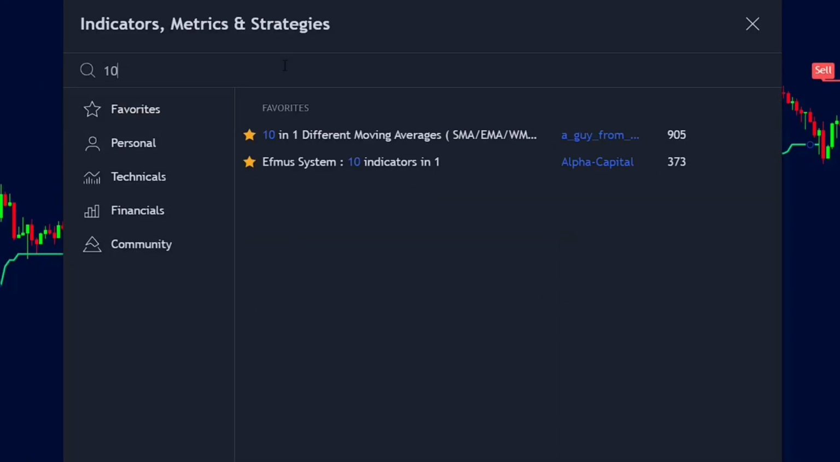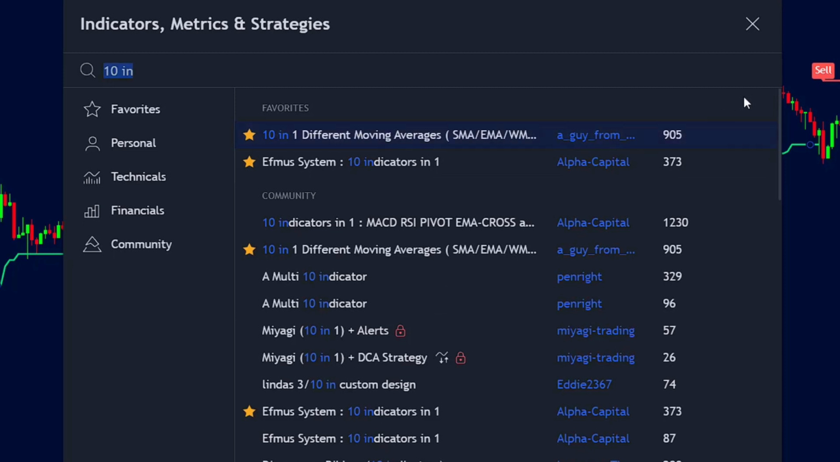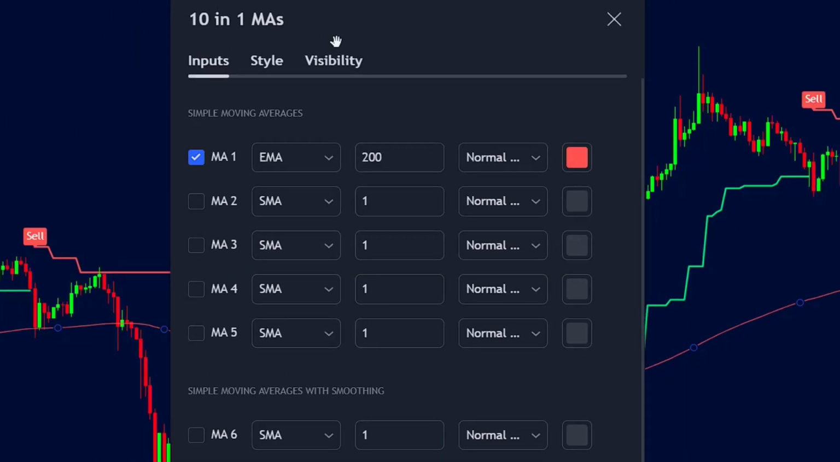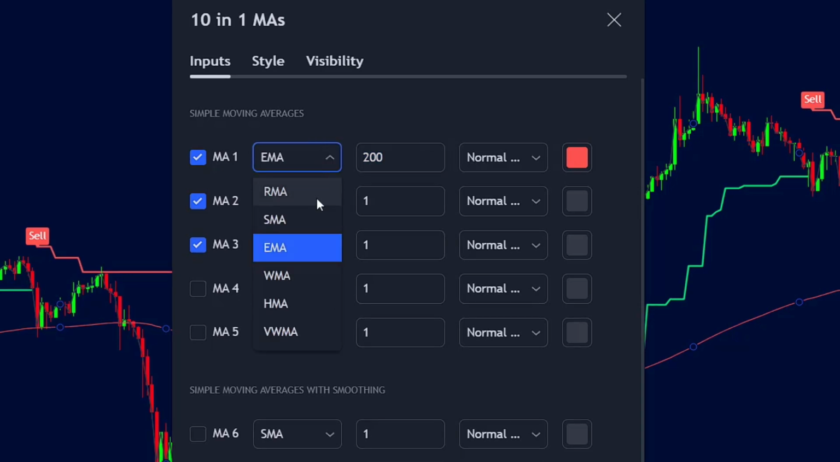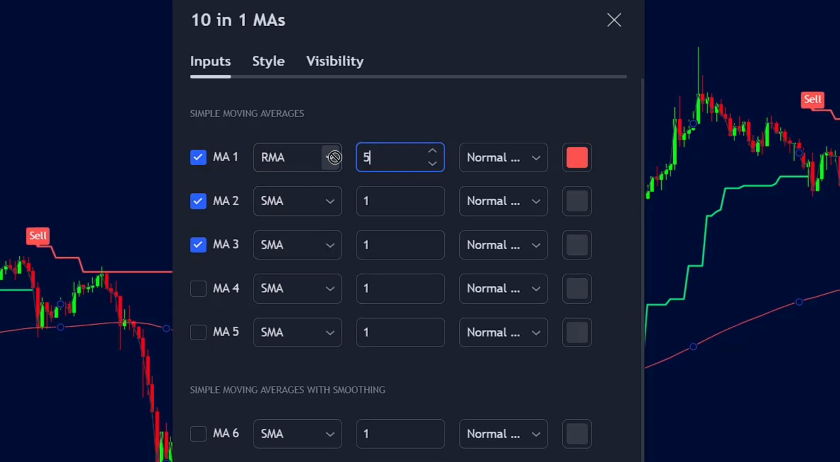All right, let's talk about adding that second indicator to boost your chances of success. To find it, head back to the Indicators tab on TradingView and search for the 10 in 1 different moving averages. This bad boy combines a bunch of different moving averages into one handy package, allowing you to customize it to fit your unique trading style and make the most of those market trends. Let's fine-tune it and get it ready to roll.